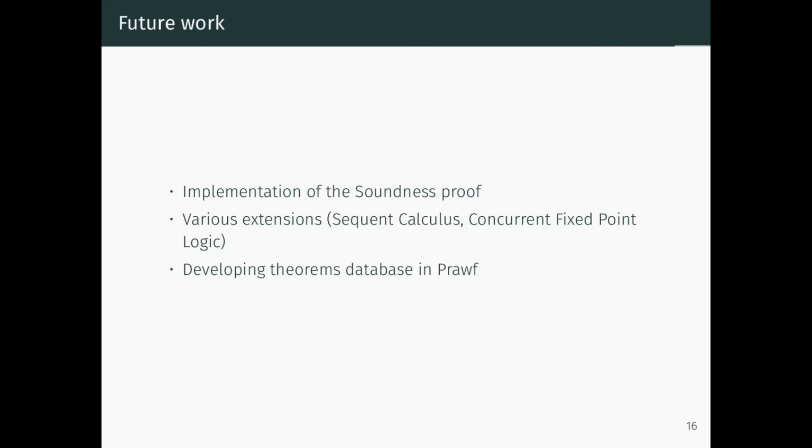So where do we go from here? First of all, we still need to implement the soundness proof in our system, because our ultimate goal is to extract a program with a formal proof of its correctness. Second thing, we would like to implement various extensions, and some work has already been done on them. It's adding sequent calculus, enabling concurrent fixed point logic, and so on. And a very important thing as well is introducing more theorems, so developing the theorem database in Prawf to make the system more robust and easier to use. So these are a couple of points.